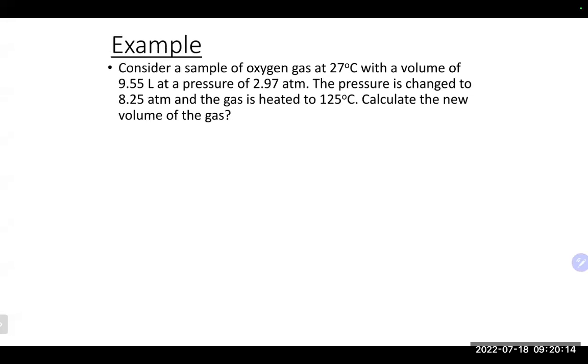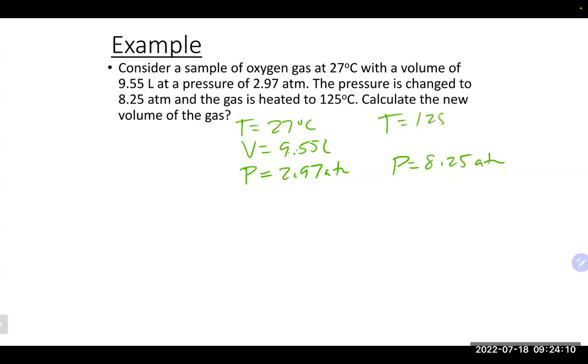Consider a sample of oxygen gas at 27 degrees with a volume of 9.55 liters and a pressure of 2.97. We change the pressure to 8.25 and we heat it to 125. Okay, let us pull out the information here. So it looks like we got a temperature of 27 degrees Celsius, a volume of 9.55 liters, a pressure of 2.97 atmospheres, another pressure of 8.25 atmospheres and a temperature of 125 degrees Celsius. And we are looking for a volume.